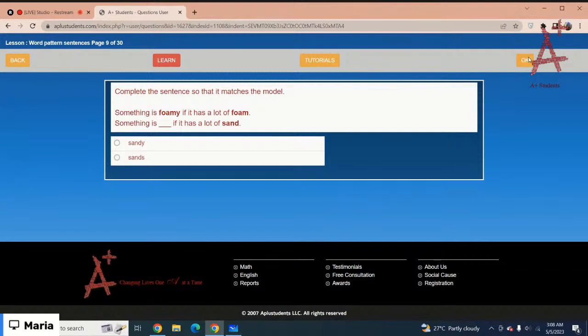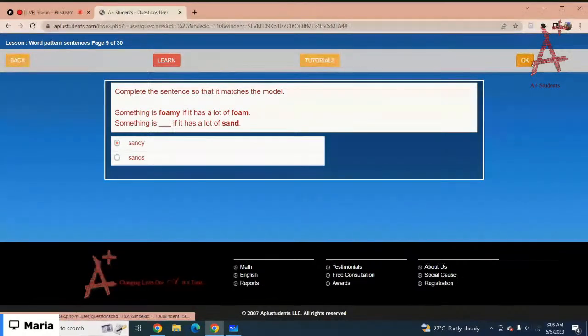Something is foamy. It has a lot of foam. Something is dash. It has a lot of sand. So which is the correct option? It would be sandy. The correct option is sandy.